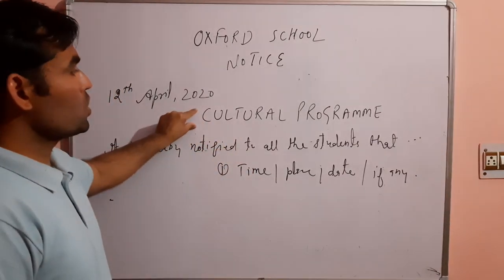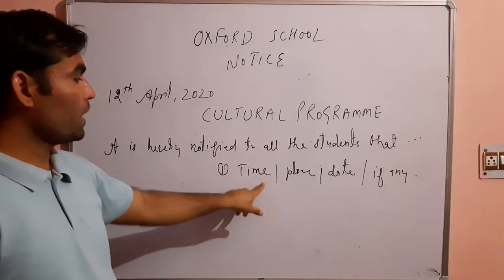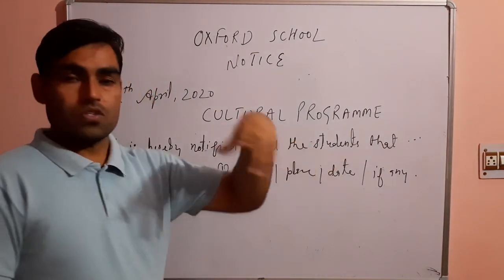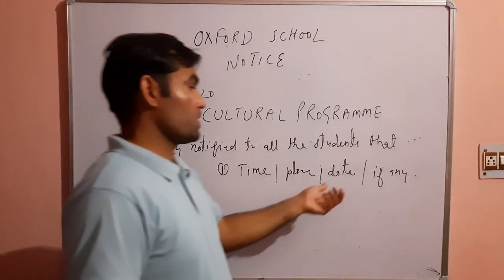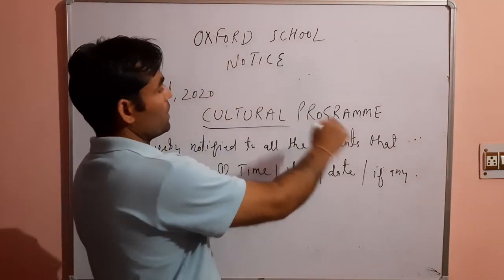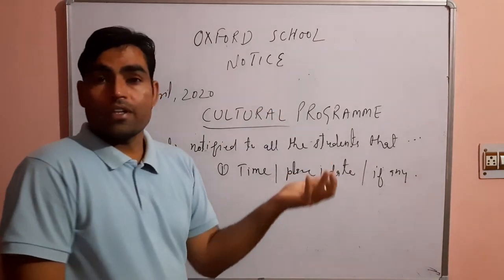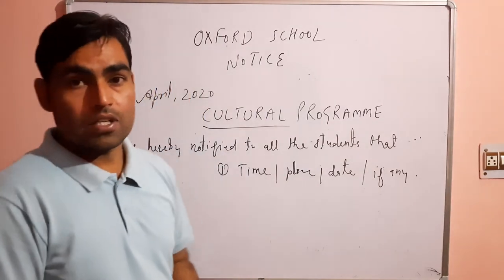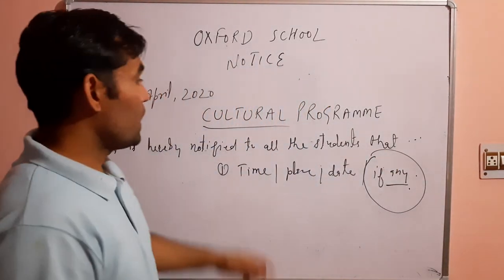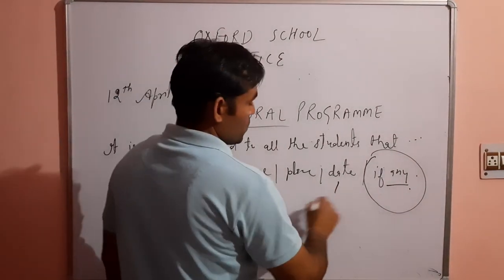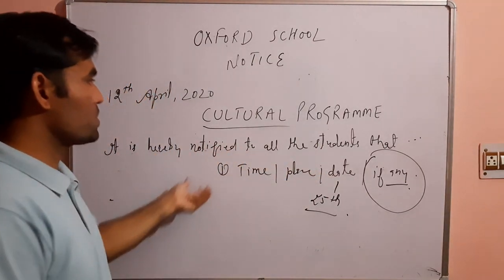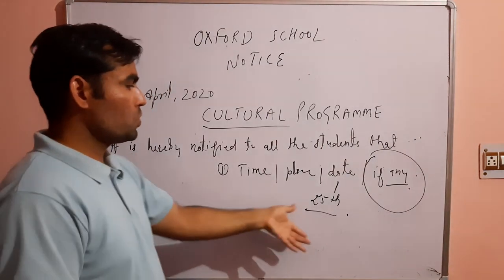Time. A cultural program is going to be organized in the school at 9 a.m. or 10 a.m., whatever the timing is. Place. The program will be organized in the school auditorium, or at any other place like this. Date. On which date this program is going to be celebrated. And if any last date. For example, if cultural programs are there in the schools, then definitely students will have to prepare themselves for that particular celebration. That's why you can give the last date. For example, if a cultural program is going to be organized on the 25th of this month, then you can mention that all the students who are willing to participate in this cultural fiesta and cultural program must submit their names within 2 or 3 days, like this.